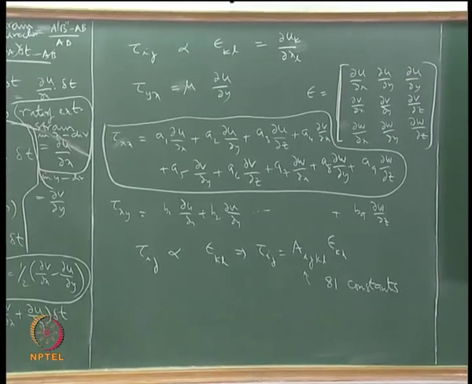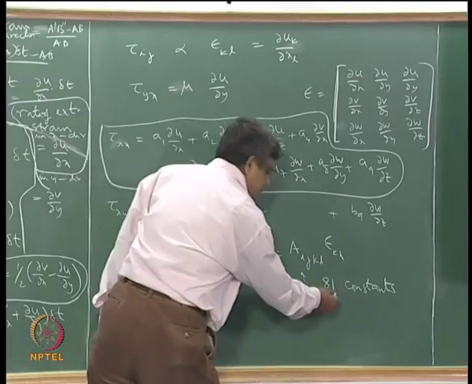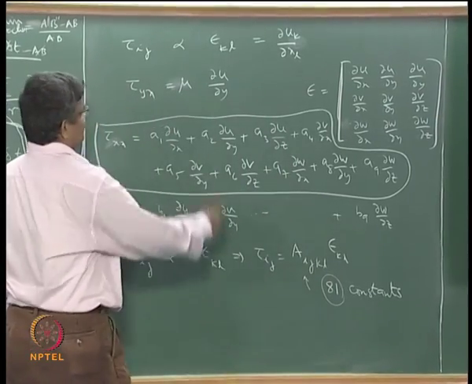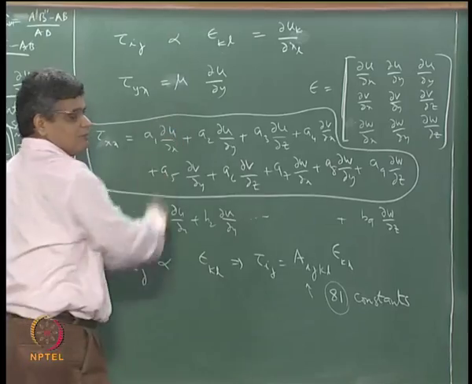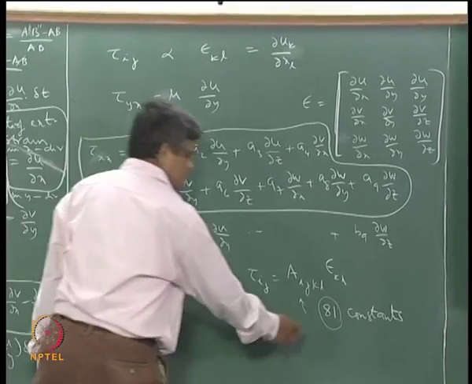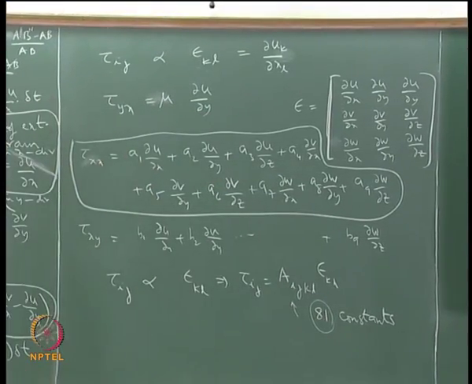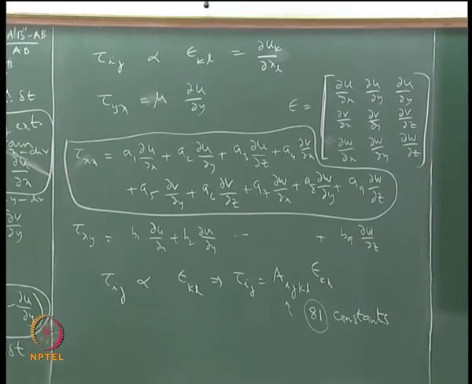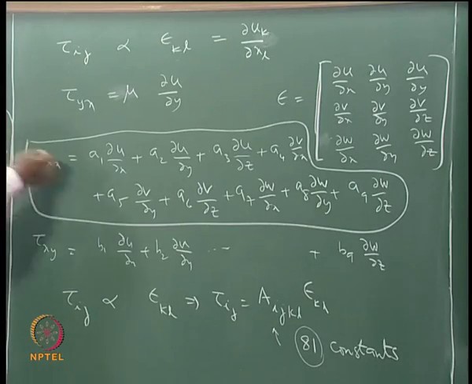Okay, so this is a requirement in case we want to make it the most general relation. And how do we get these 81 constants? These are properties of the fluid, just as in the simplest case mu is a property of the fluid. We have to determine all these 81 constants empirically. Only then can we claim that we have a relation like this. That is difficult, and it is also not necessary.